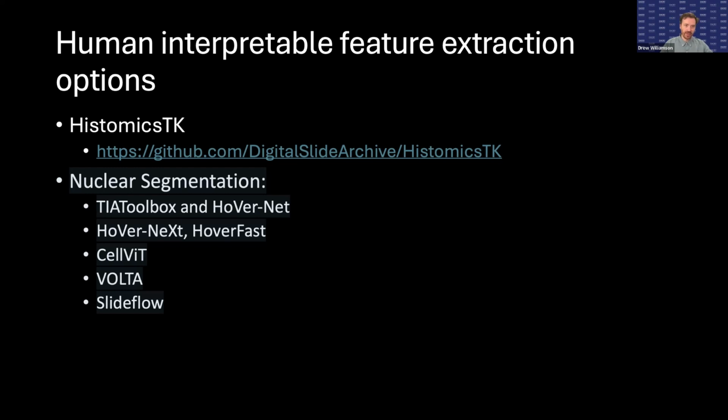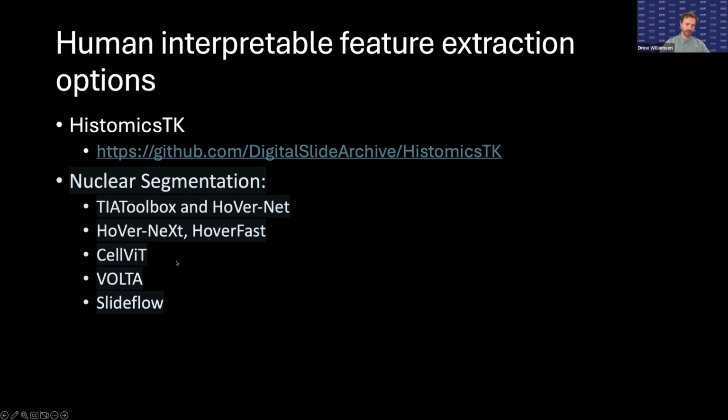But, as I said earlier, HoverNet is really kind of like the standard of care for human interpretable features, at least for segmenting nuclei. And so another good place to start would be to start with HoverNet, segment your nuclei, and then predefine some histologic features and extract from there. And in the past couple months and years, we've seen other people trying to improve on HoverNet and other different methods of nuclear segmentation.